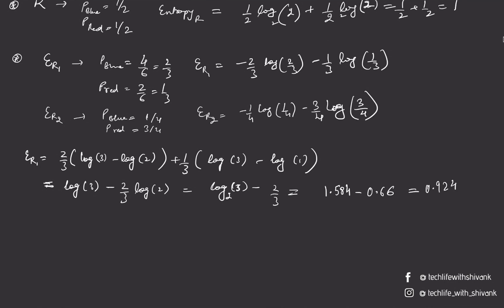0.924. And entropy of region 2 can be written as 1 by 4 times log of 4 plus 3 by 4 times log of 4 minus log of 3.